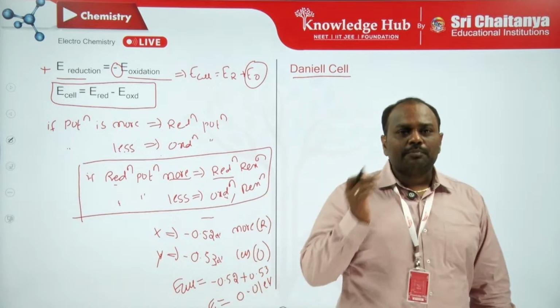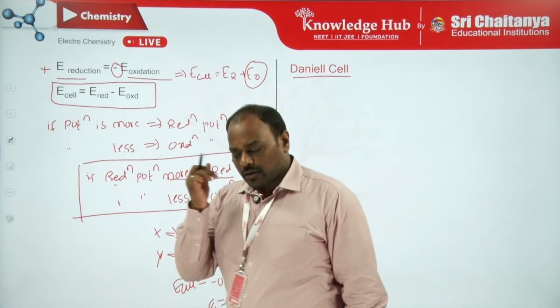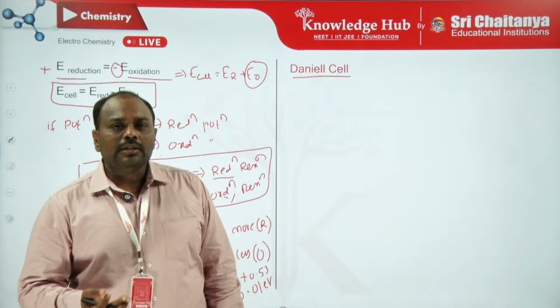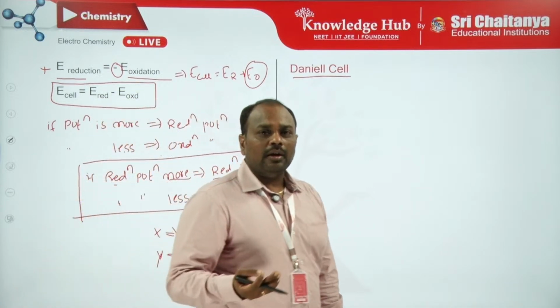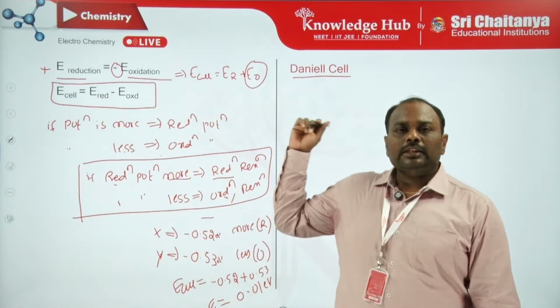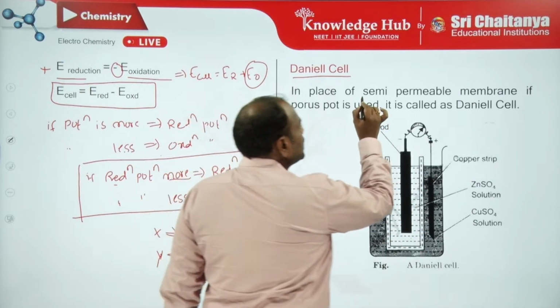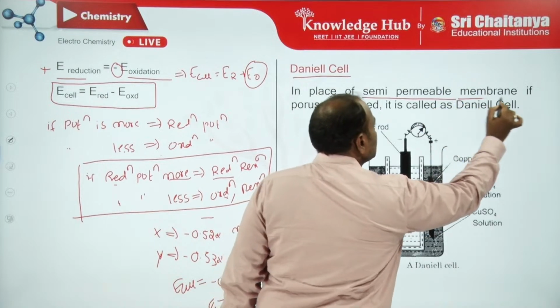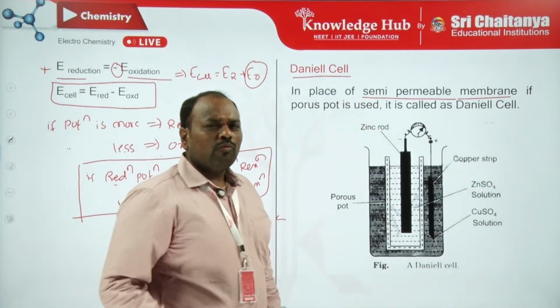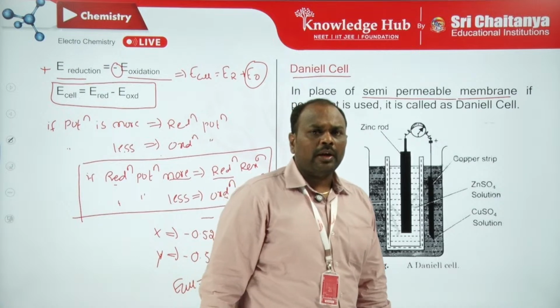So what is the difference between a galvanic cell and a Daniell cell? In a galvanic cell we use a salt bridge. In this one we use a porous membrane. What is the porous membrane? That is a semi-permeable membrane. What is the nature of the semi-permeable membrane?